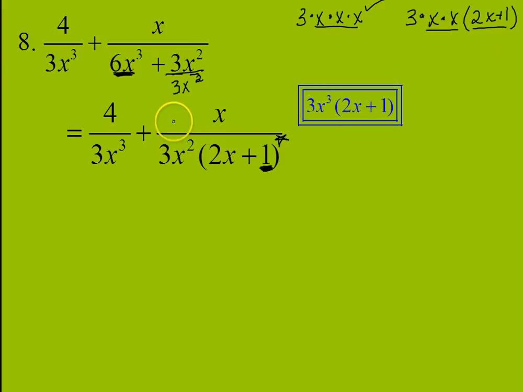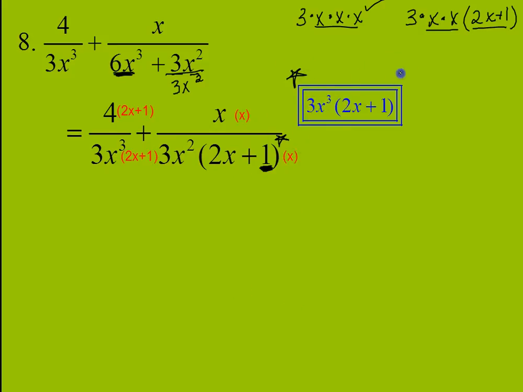So what do I need? The first one has the 3 and the 3 x's. It's only missing the 2x plus 1. The second one has the 3. It has the 2x plus 1. It only has 2 x's, and we need how many? 3. So this one's missing 1 more x.